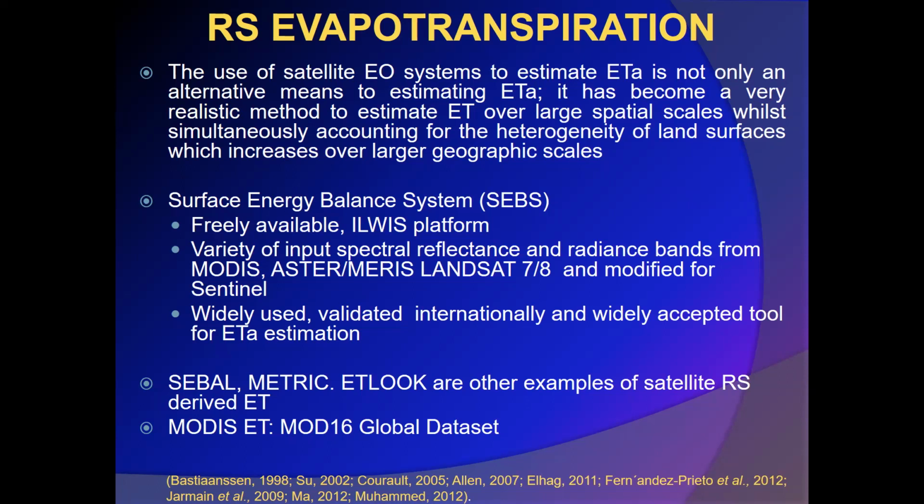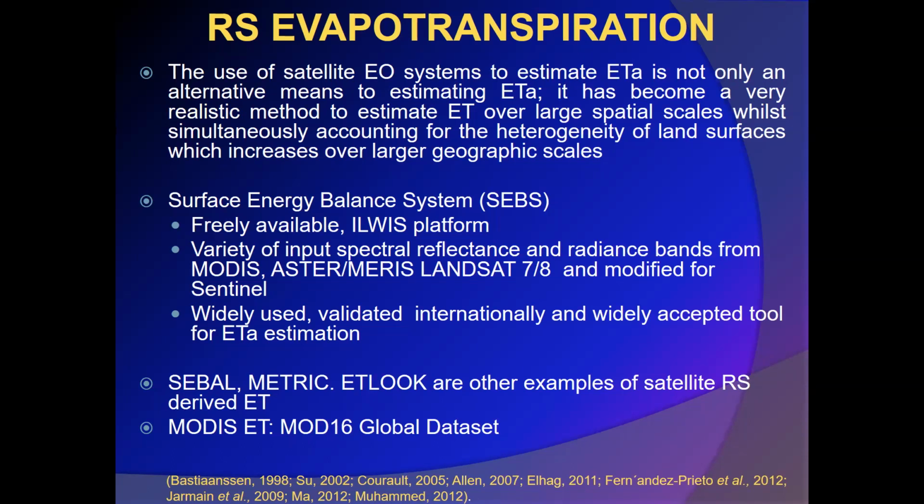Some of the systems that are commonly used will be the METRIC system, SEBAL, ET Look, for example. These are all remotely sensed ET-derived estimates. There are also EDIs, evapotranspiration drought indices. So there are various other satellite-based evapotranspiration indices that are used.